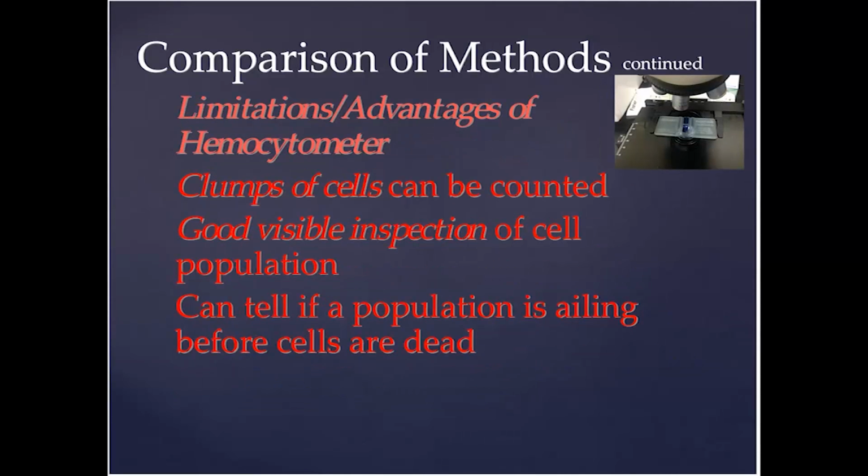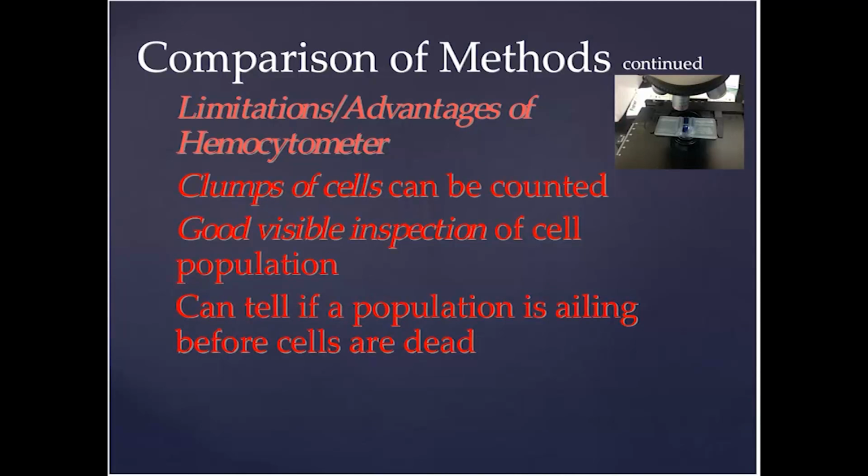Continue on with limitations and advantages of the Hemocytometer. Well, if you have lots of cells that are clumping up, then you can actually try to count the individual cells, the number of cells that are part of a clump. And sometimes, if there are lots of clumps, it may be cumbersome, but at least you can get an idea as to how many clumps there are present and how many cells are present in a clump.